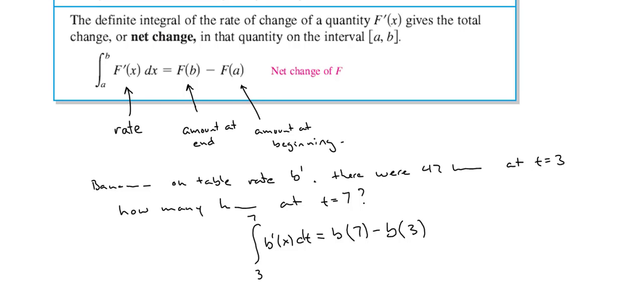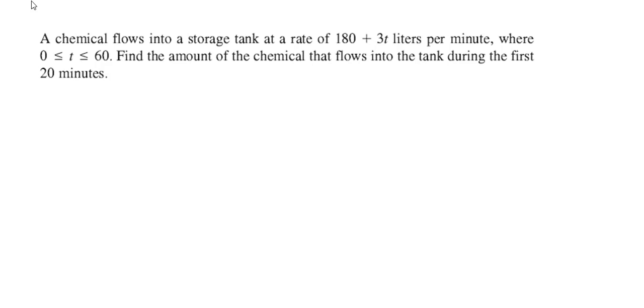All right, well, let's start a problem. Then I'm going to add something to it. A chemical flows into a storage tank at a rate of 180 plus 3t liters per minute. We know it's a rate. Why? They told us, and we know the units are liters per minute. Just by knowing that, we know this is a rate at which that chemical is flowing. Okay, this is the derivative. This could be dR/dt if you want it to be.